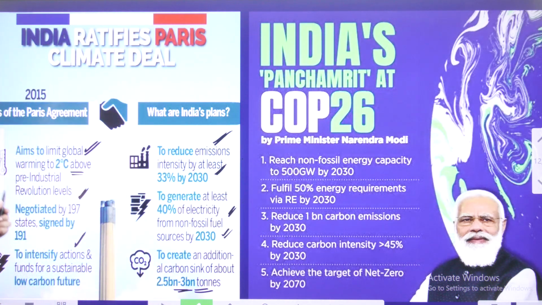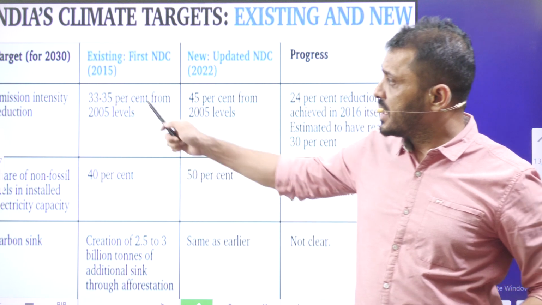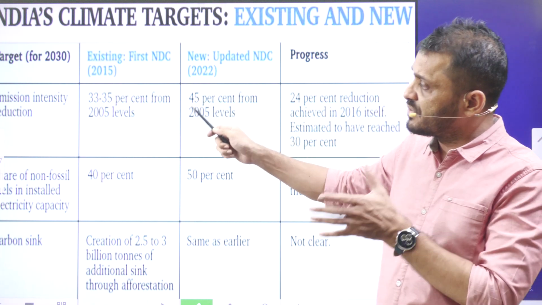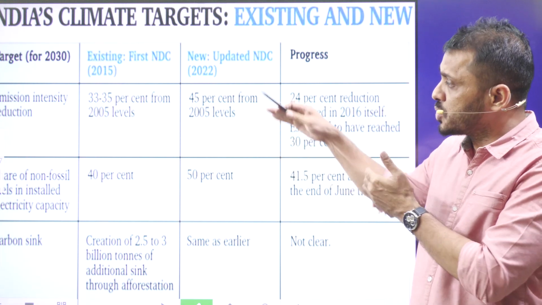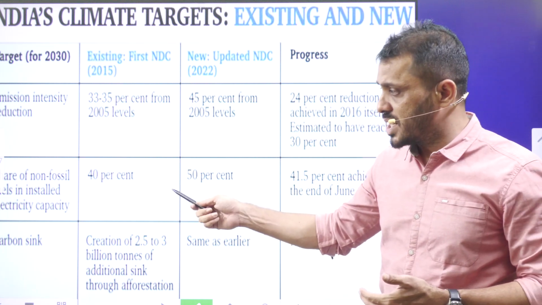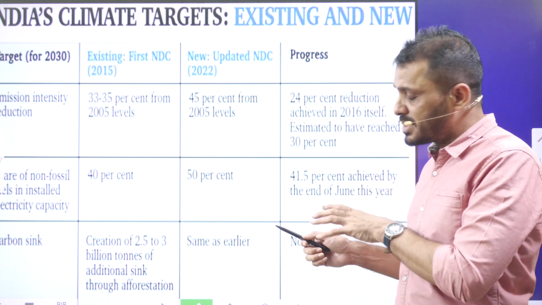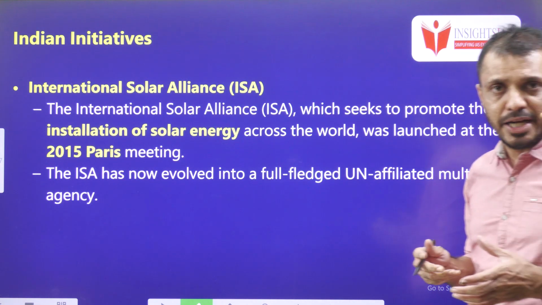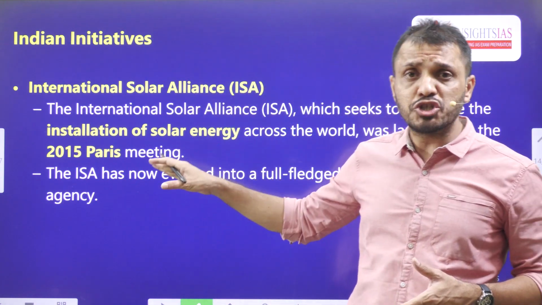Now let's see the comparison of the 2030 targets compared to COP21. Initially at the Paris Climate Agreement, we committed to a reduction of around 33 to 35% compared to the 2005 level. But now we updated that and increased it to 45% reduction in carbon emissions. In the same way, for non-fossil fuel electricity, 40% we have now increased to 50%. Carbon sink, we are committed to the same. We did not change it. So these are some of the changes we made and announced in the Panchamrit at COP26.